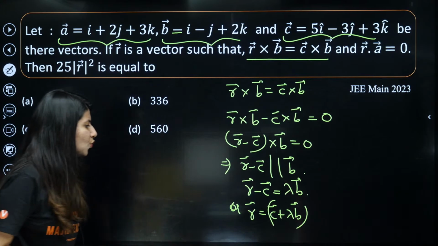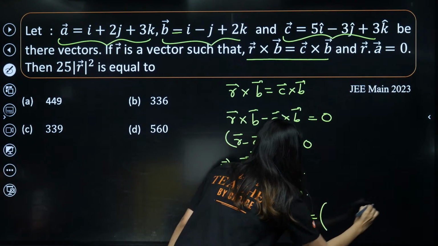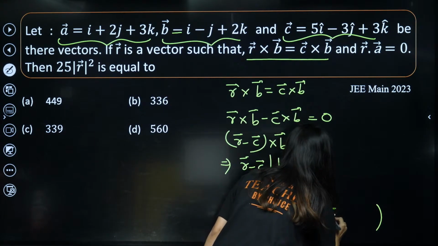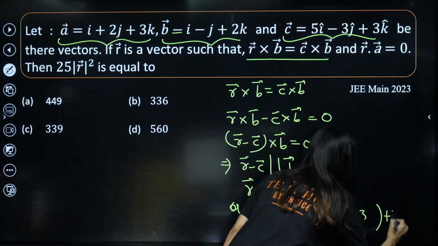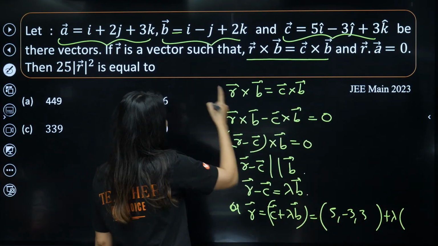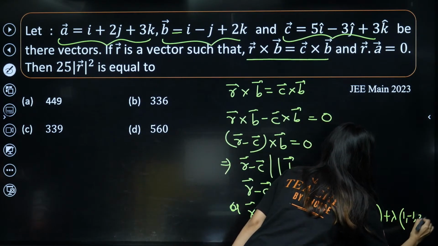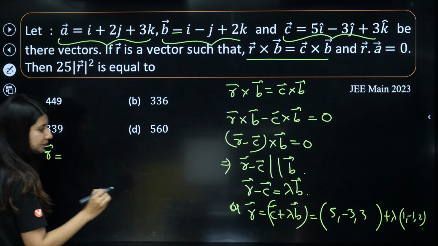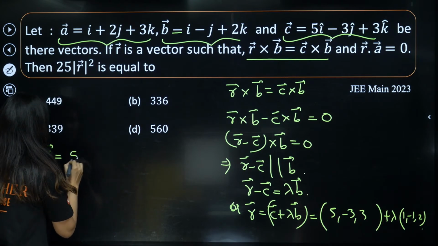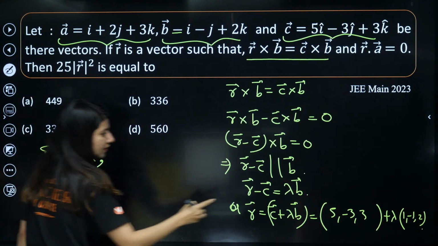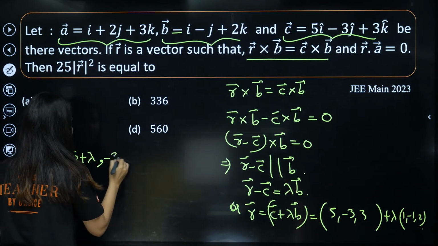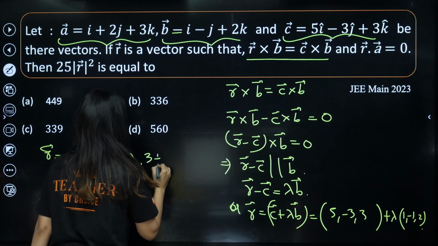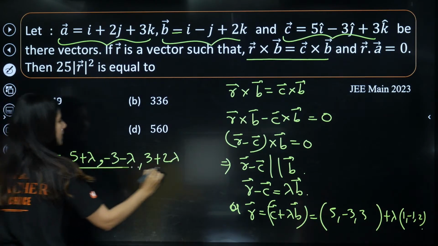You know C vector, you know B vector. So what is C vector? Tell me. C is (5, -3, 3) plus lambda times B vector, which is (1, -1, 2). So basically this R vector is coming out to be (5 + lambda, -3 - lambda, 3 + 2 lambda). This is what your R vector is coming out to be.